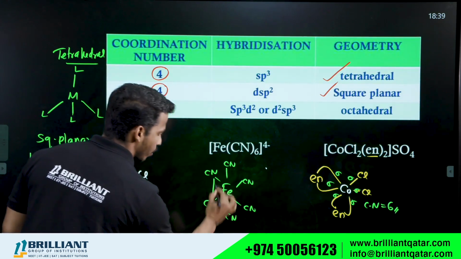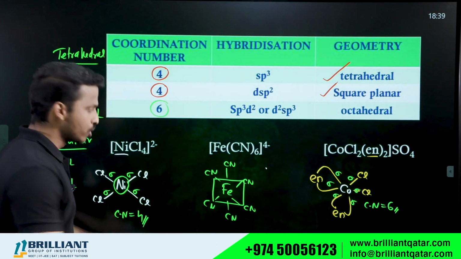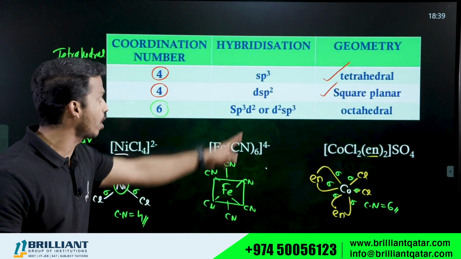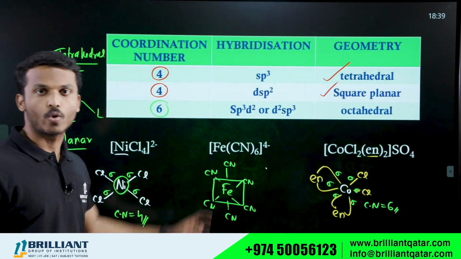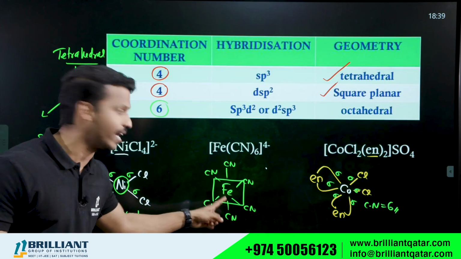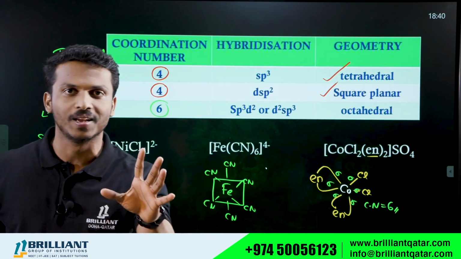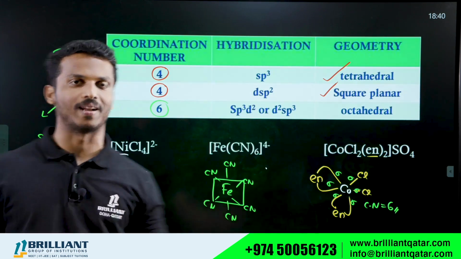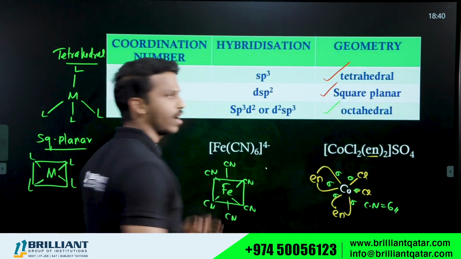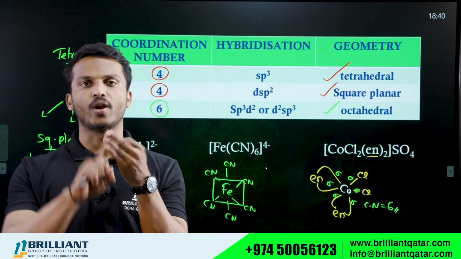This is the geometry, called square bipyramidal. Square bipyramidal structure is also called octahedral geometry. How many sigma bonds are there on this iron? 1, 2, 3, 4, 5, 6. If the coordination number is 6, you can be sure the structure is octahedral. So, mainly complexes exist in three structures: tetrahedral, square planar and octahedral.